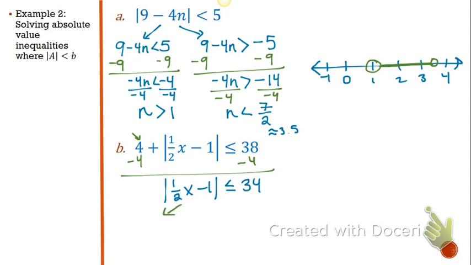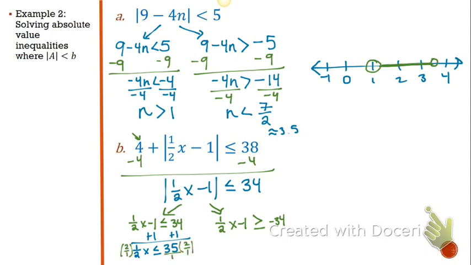Now we're ready to split it up into 2. So we're going to have 1/2 x minus 1 is less than or equal to 34. And then 1/2 x minus 1 compared to negative 34. Now, don't forget, flip the inequality to solve, okay? Now let's add 1 on both sides. And we have 1/2 x is less than or equal to 35. Now, in order to get rid of this 1/2, I am going to multiply by the reciprocal, 2 over 1. Don't forget that this 35 also has a 1 underneath, okay? So that cancels out. So we are left with x is less than or equal to 70.